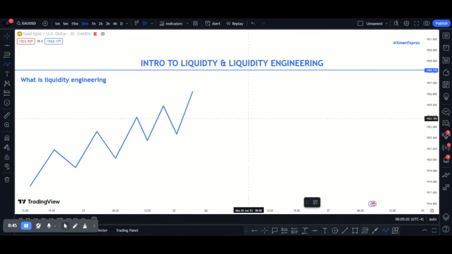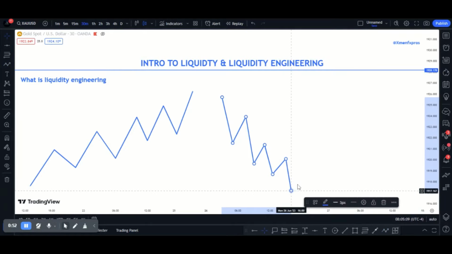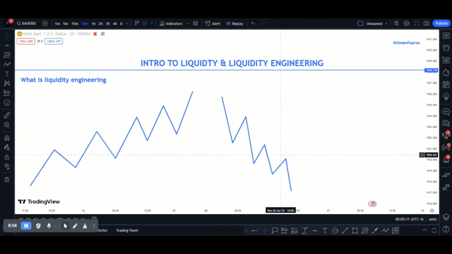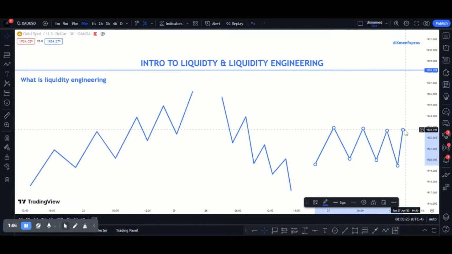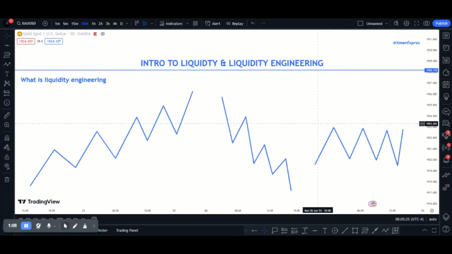Even in a bearish market, we find liquidity in these lower lows and lower highs. All these levels hold liquidity. Any high, any low, any lower low, lower high is liquidity. Even in a ranging market or consolidation, we find liquidity. Equal highs and equal lows are all liquidity areas.